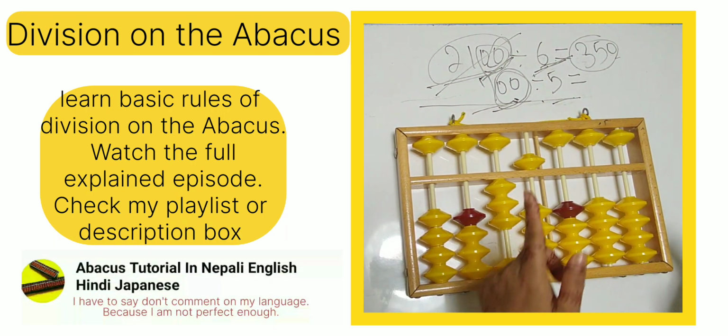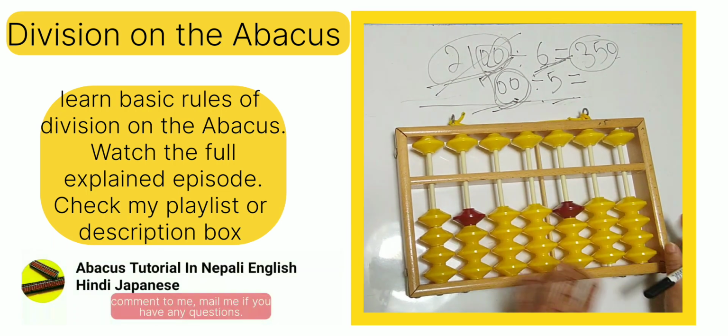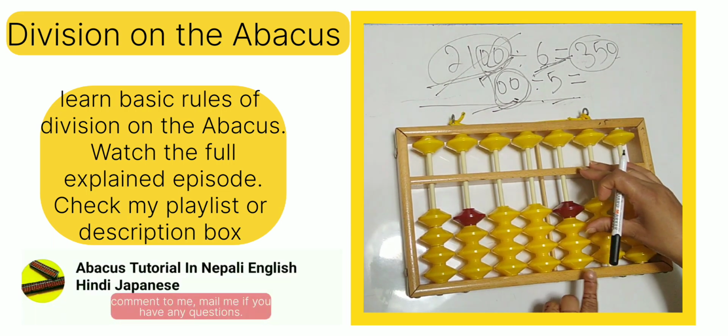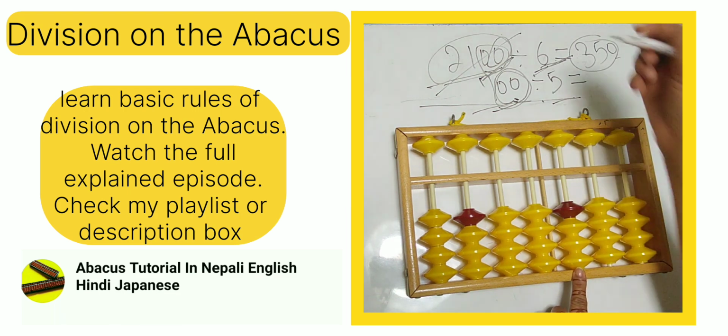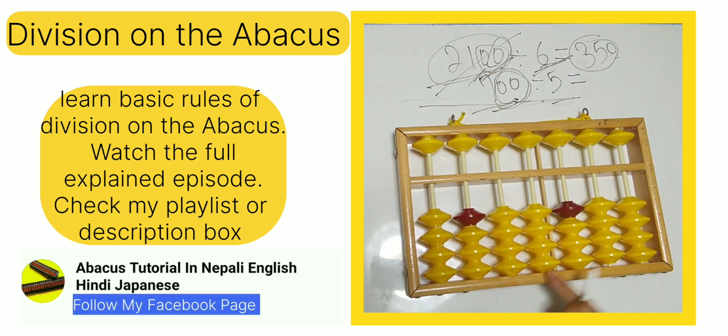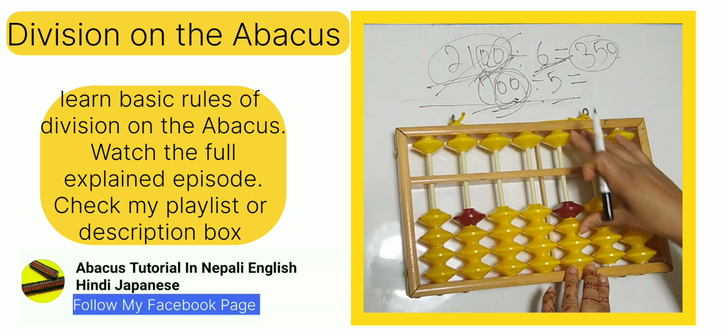Okay, and let's go to another number. Reset your abacus, as I'm going to use this rod now. Okay, for the first question I used this rod, but for this question I'm going to use this rod.